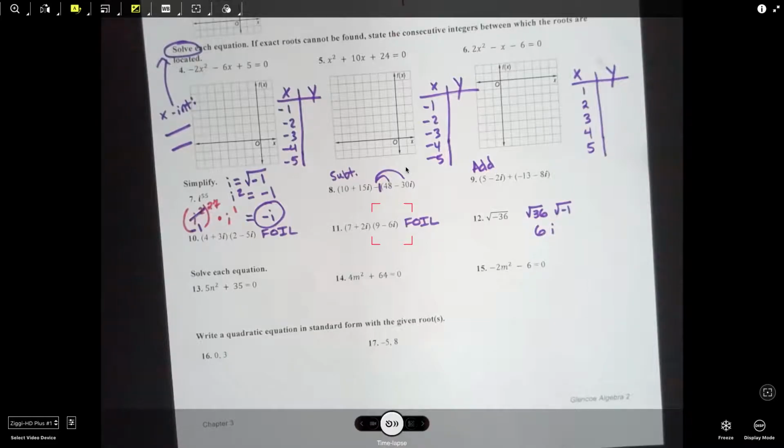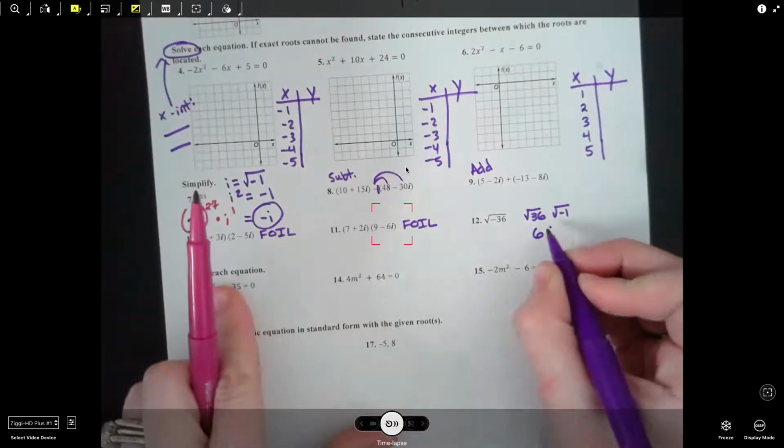It's 6 and i. Is it positive and negative? No, because we didn't put the square root in there. It was already there. So we're automatically assuming it's positive. So it is positive 6i.